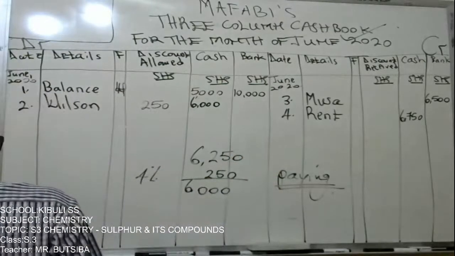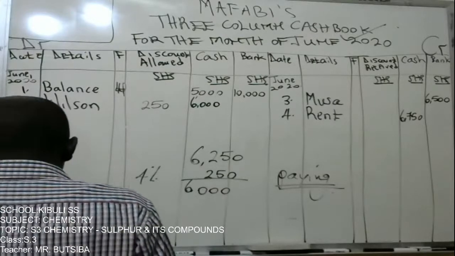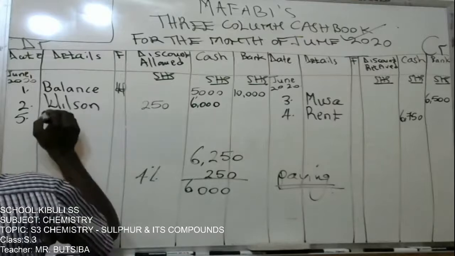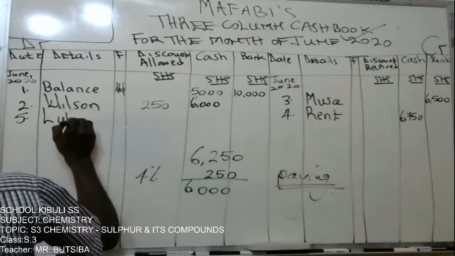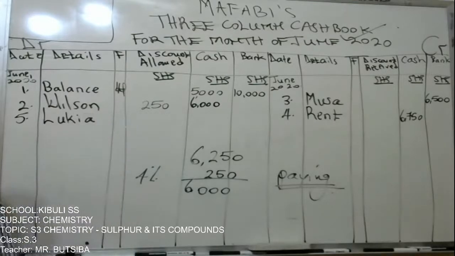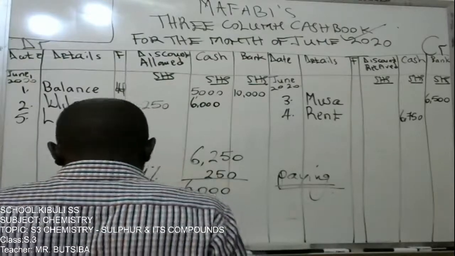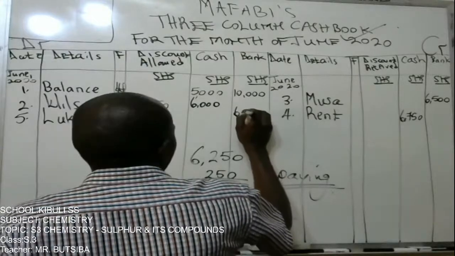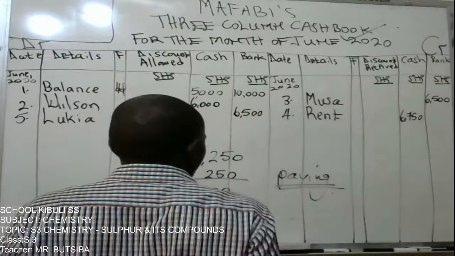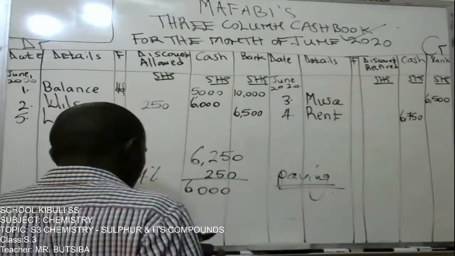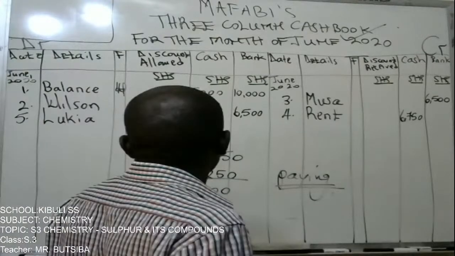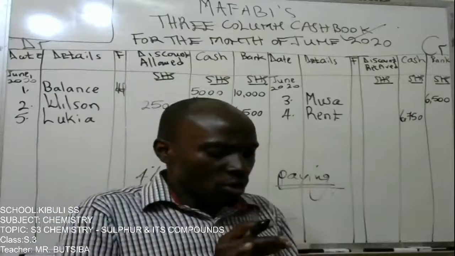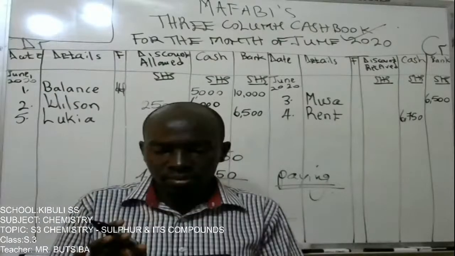Received a check from Lukia on 5th. So you come and write 5th, then you say Lukia. Then you move to the bank column and put there the respective amount, which is 6,500. Okay, so there you received a check.